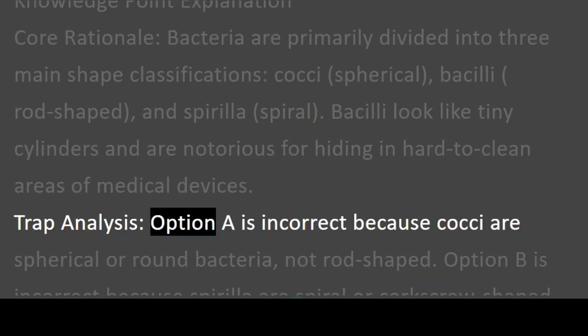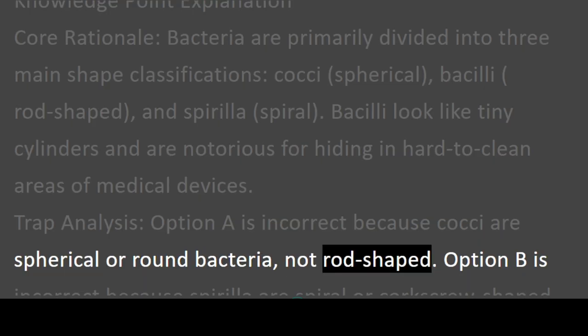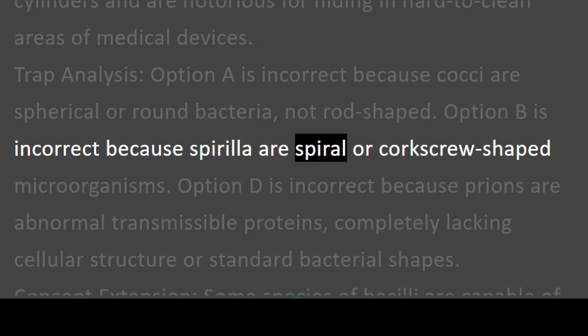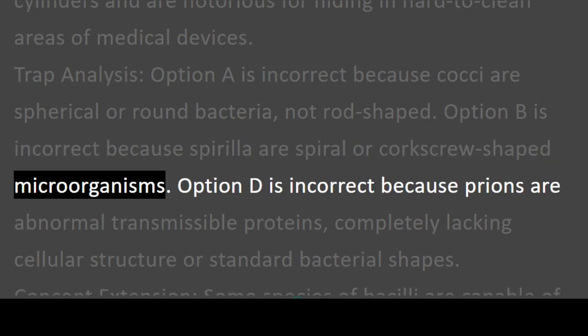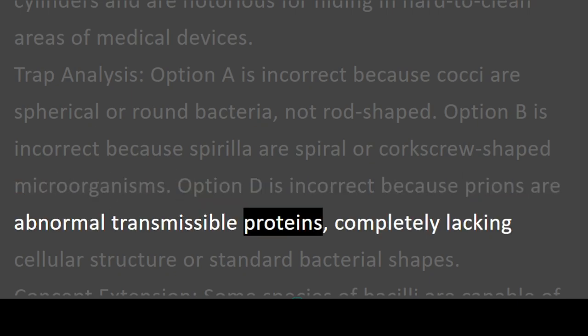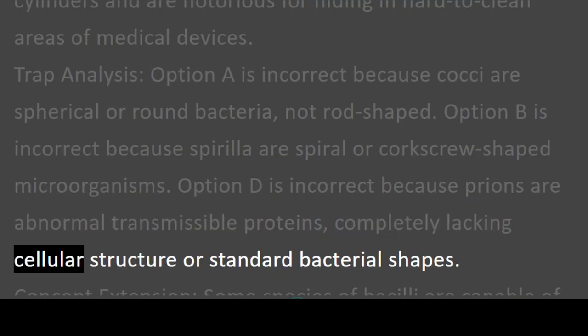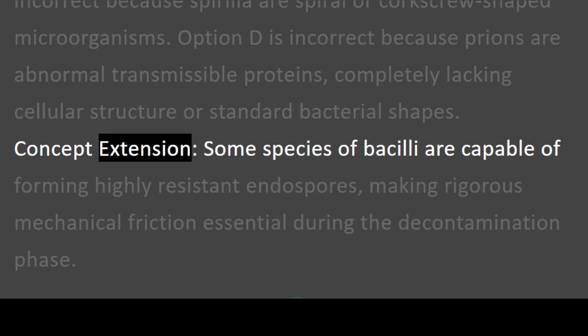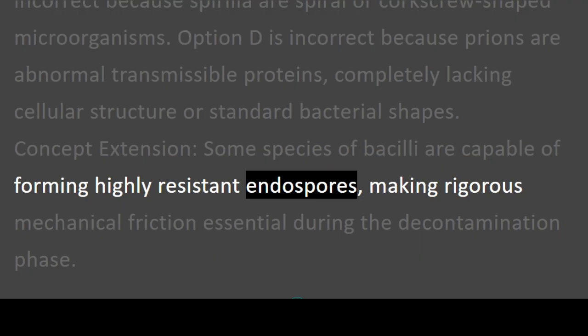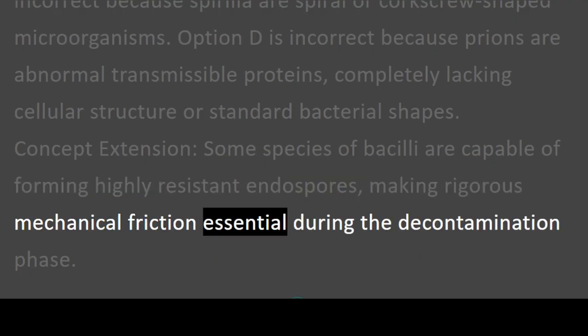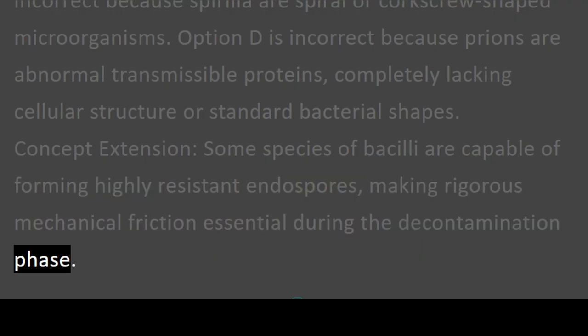Trap analysis. Option A is incorrect because cocci are spherical or round bacteria, not rod-shaped. Option B is incorrect because spirilla are spiral or corkscrew-shaped microorganisms. Option D is incorrect because prion are abnormal transmissible proteins, completely lacking cellular structure or standard bacterial shapes. Concept extension. Some species of bacilli are capable of forming highly resistant endospores, making rigorous mechanical friction essential during the decontamination phase.